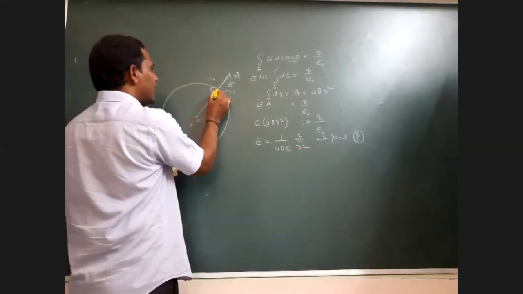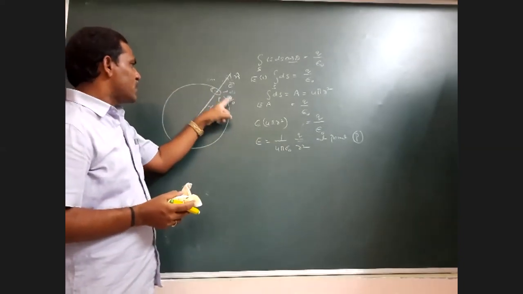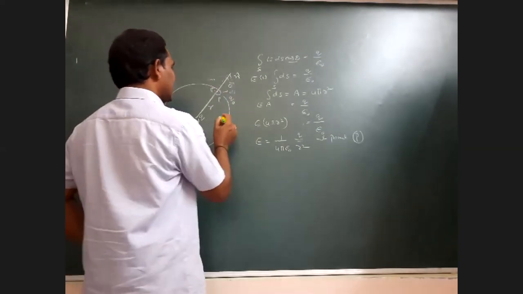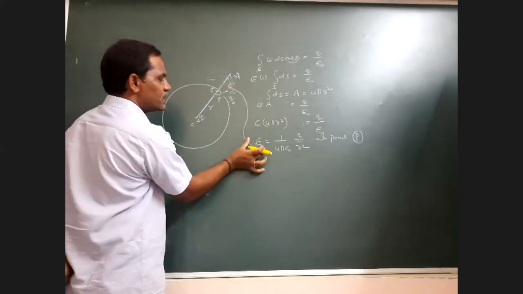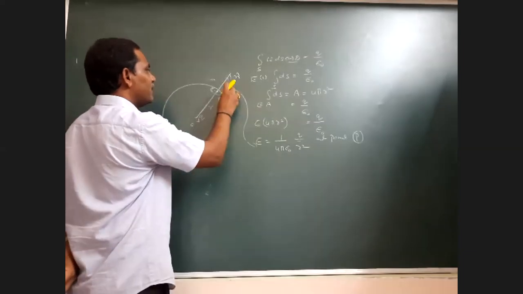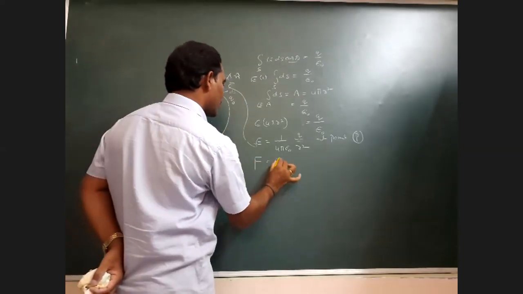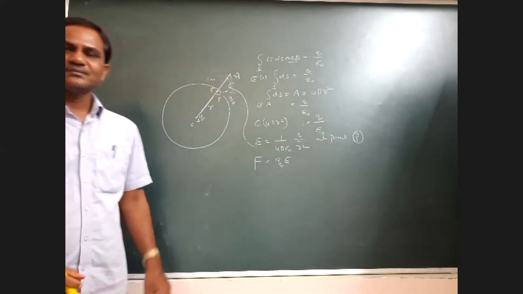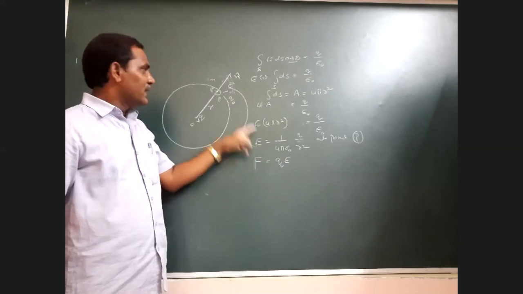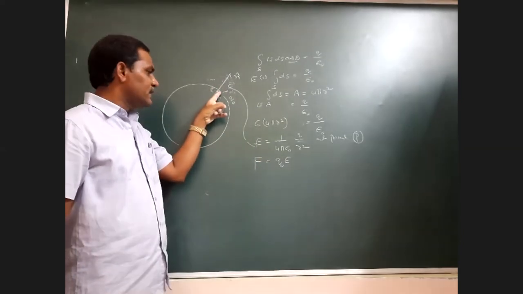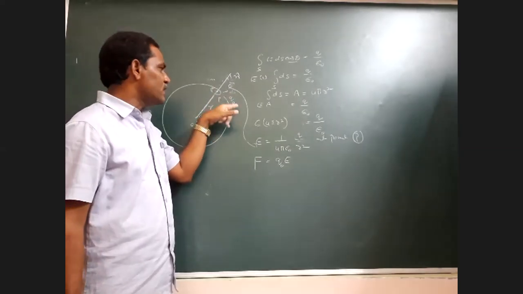Suppose now I am keeping a test charge Q naught at that point. At the point P, we have this much field strength, and in that field I am keeping the test charge Q naught. Then it experiences the force F equal to Q naught into E. I hope you understand. So how much is the force acting on Q naught?